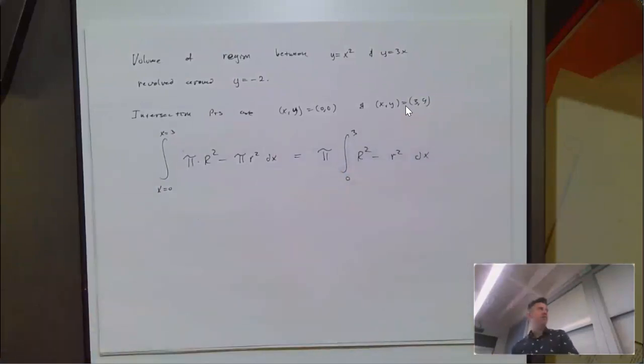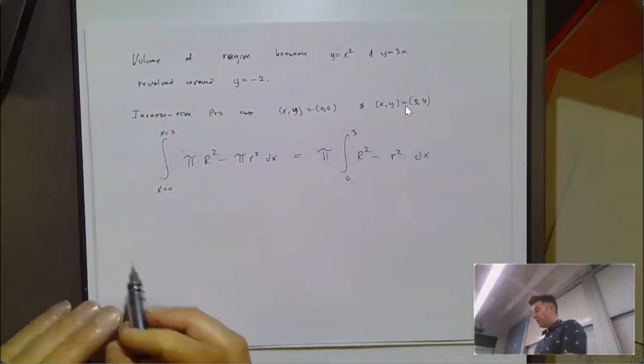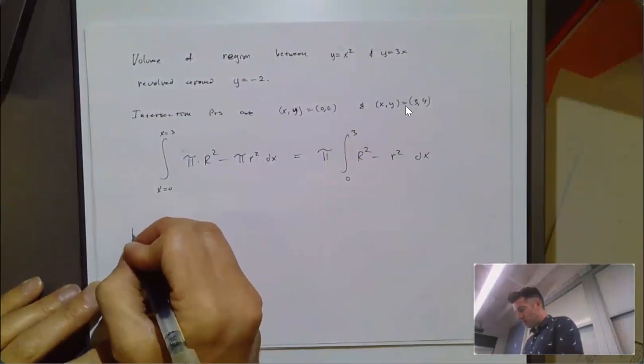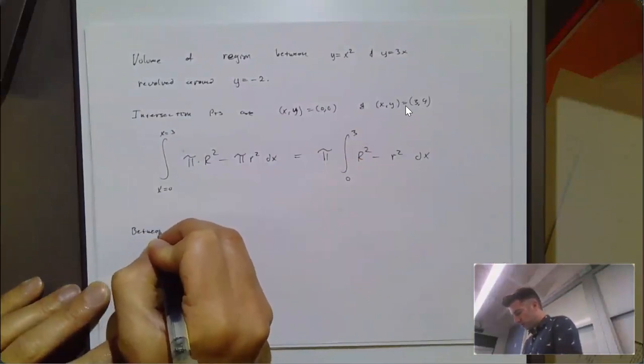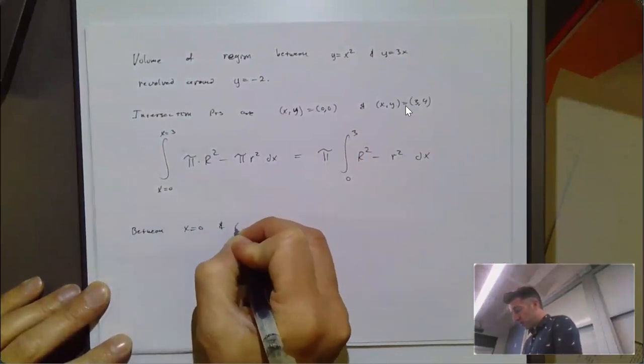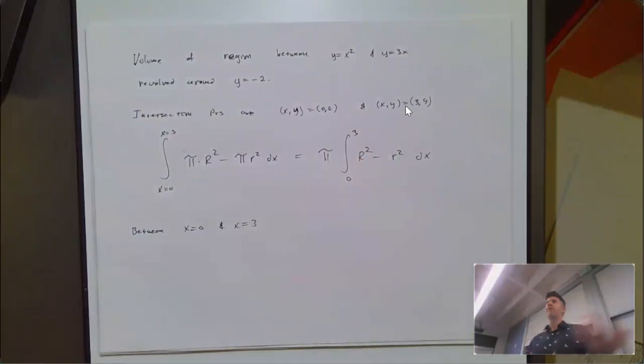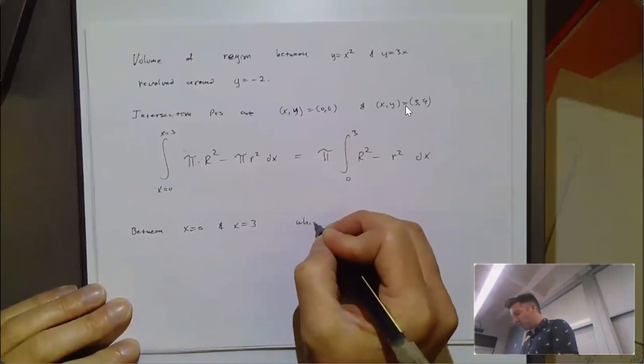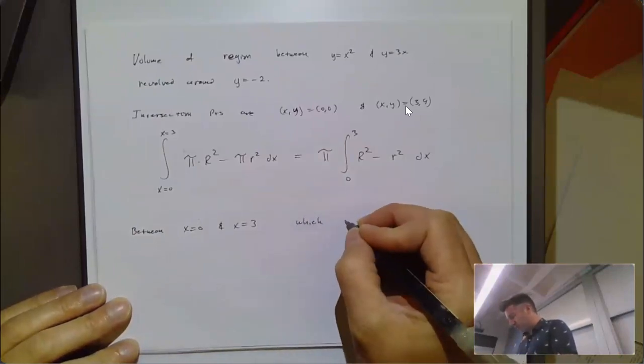So how do we find the big R without actually drawing it? So let's see. We know we're between 0 and 3. Before I do this, it's definitely easier to draw. If it's a function that's not too hard to draw, drawing it is usually the easier way to go. But if we couldn't draw it, I'm gonna say, well, between 0 and 3, which function is bigger?